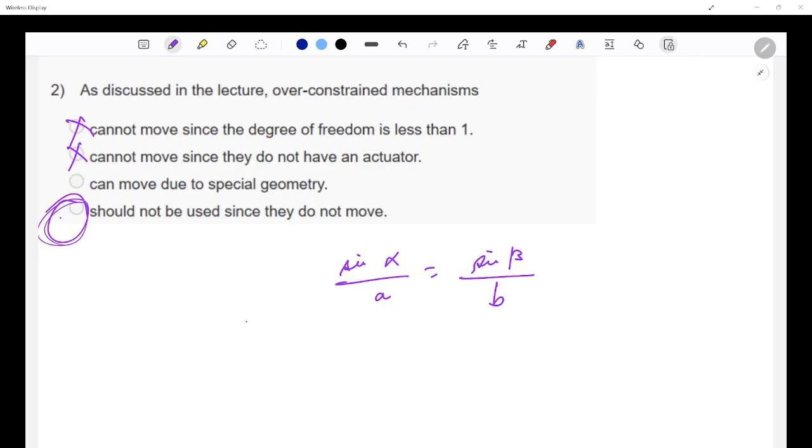Okay. And then the fourth option is it shouldn't be used since they do not move. It is completely wrong because these mechanisms are widely used. Examples are deployable structures, the Bennett linkage and space mechanisms. So they are highly useful engineering systems. So this option is also wrong. Okay. So they are basically again checking if you're believing Grubler blindly. You should understand constraint dependence versus independence. So an over-constrained mechanism does not mean it is immobile. Motion exists due to special geometry. Okay.